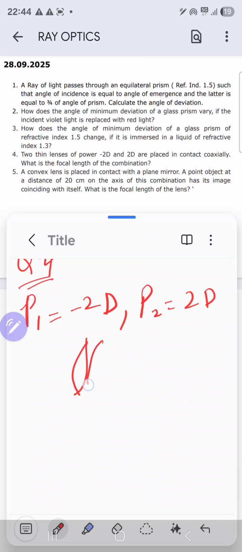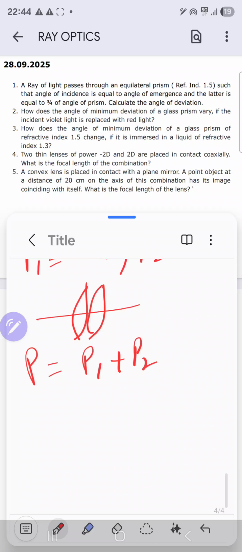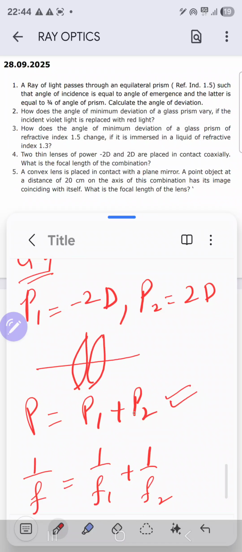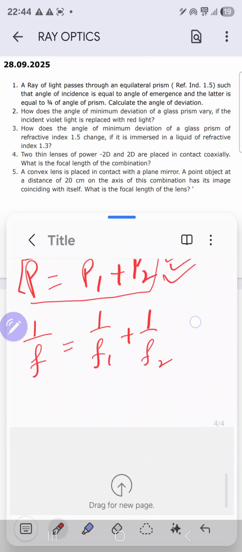When two lenses are combined, the net power becomes P1 plus P2, and taking the reciprocal, 1 over F is 1 over F1 plus 1 over F2. Power is the reciprocal of the focal length. Since powers are given, it is always convenient to add the powers directly instead of adding the reciprocals of the focal lengths, so we can use this formula to find the resultant power.